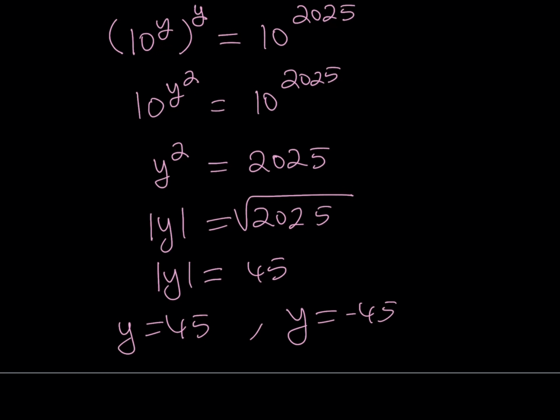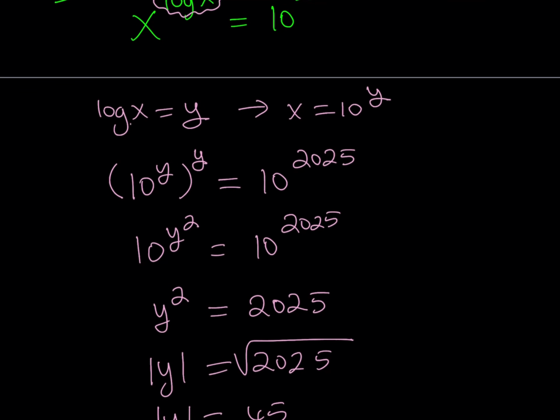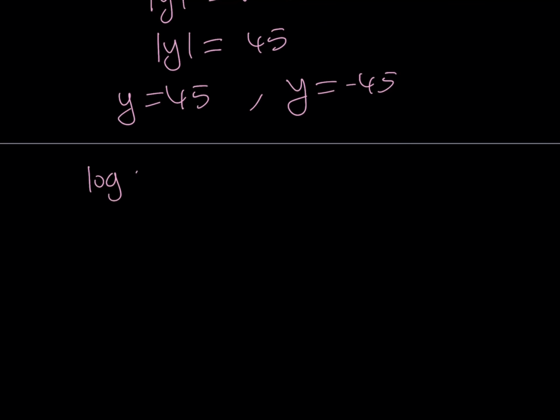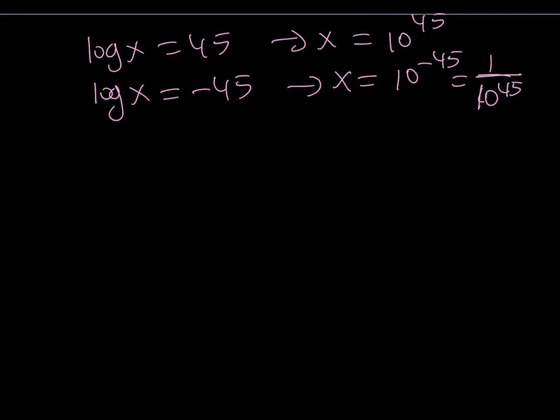But remember, we are not trying to solve for y, we're solving for x. Y is kind of like what is called a dummy variable, and I have to back substitute. So log x is equal to y. This means log x is equal to 45, and this implies x is equal to 10 to the power 45, just like before. Or log x is equal to negative 45, and this implies x is equal to 10 to the power negative 45, which you can also write as 1 over 10 to the power 45, which is a very, very small number.